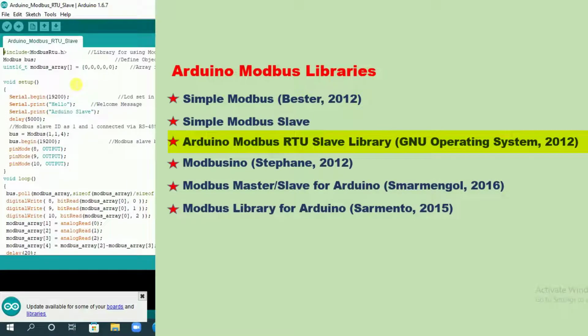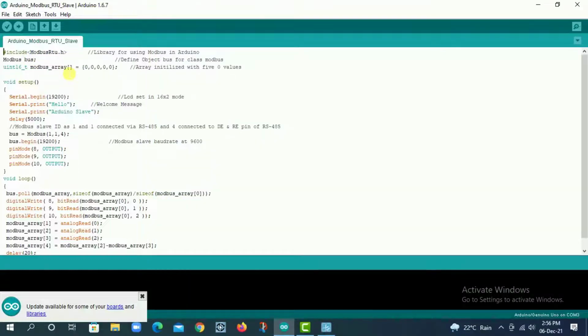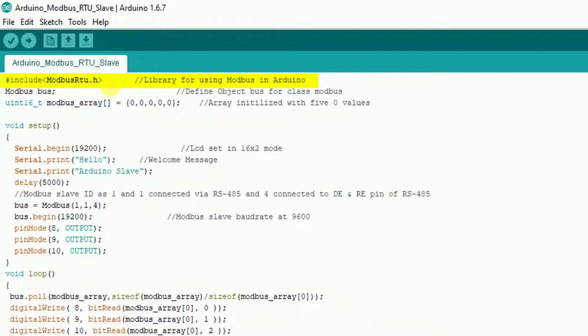Here the library ModbusR2.h has been used for Arduino Modbus programming. So include this ModbusR2 library into Arduino IDE and start writing your Arduino sketch by first writing this library header file. To write or read any value from the master, an unsigned 16-bit integer array is declared with 4 values initialized to 0. This array carries the data that is written or read from the master.